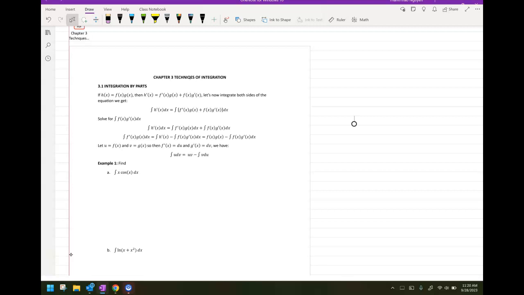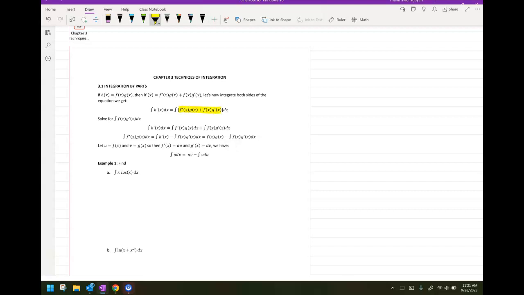Given h of x equals f of x times g of x, if we take the derivative, h prime of x, by the product rule, equals f prime of x times g of x plus f of x times g prime of x. Now if we integrate both sides of the equation, then the integral of h prime of x dx is equal to the integral of the sum of the product derivatives.